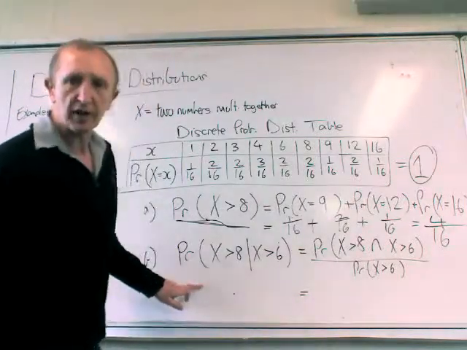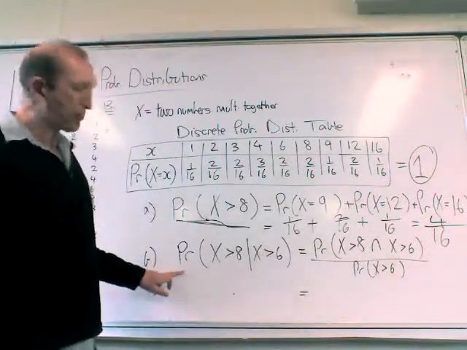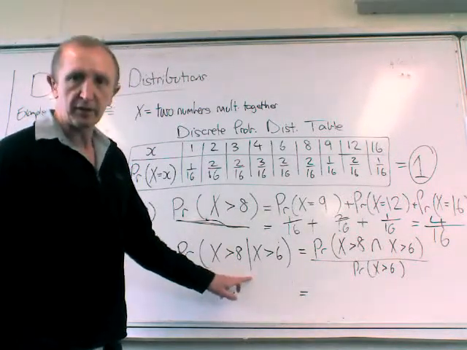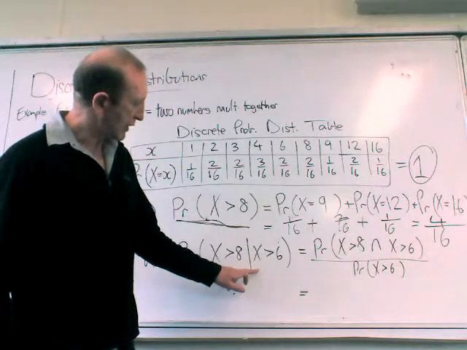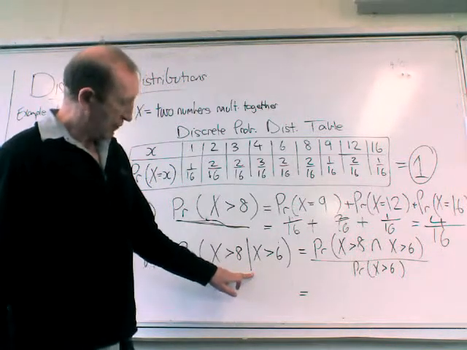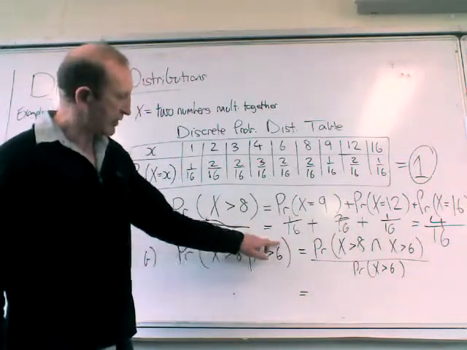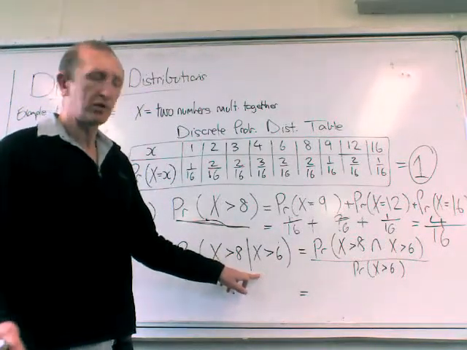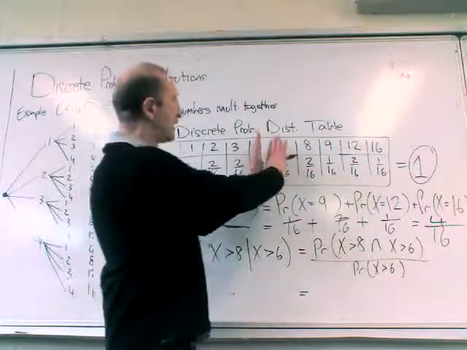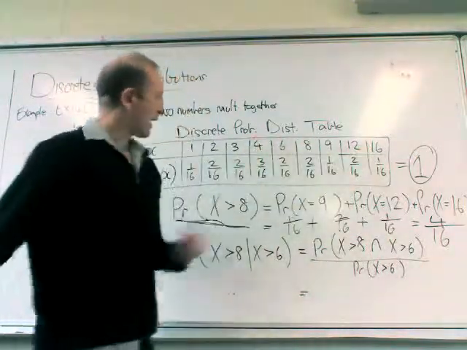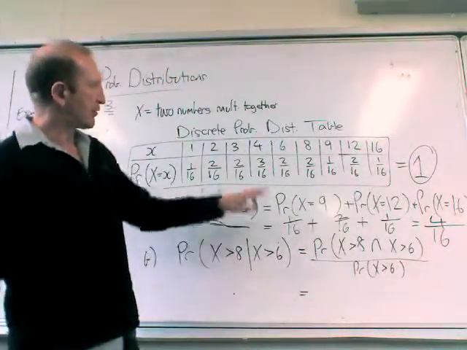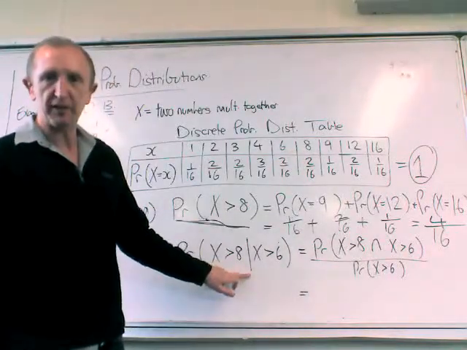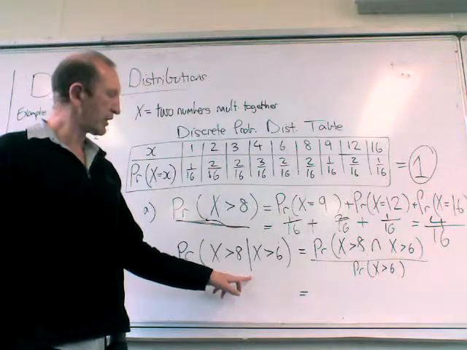Next question over here, it says, what's the probability that we get a product greater than 8 given we get a product greater than 6? So what this question is saying is that we know we got a product greater than 6, so we know it must be just out of these numbers. But what is the probability that was actually greater than 8? So this symbol here represents given. It's a conditional. It's called conditional probability.